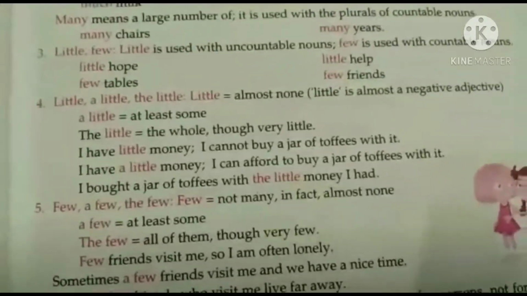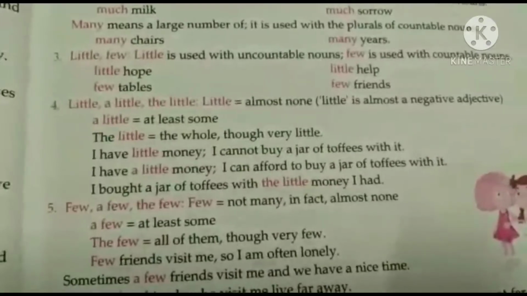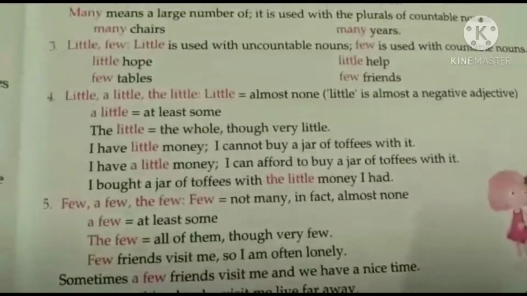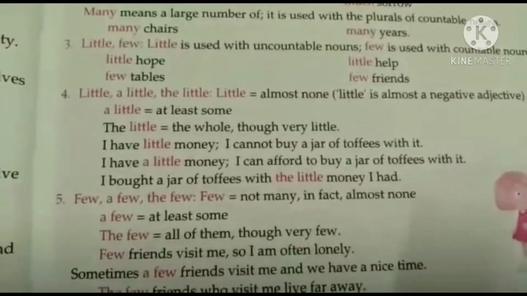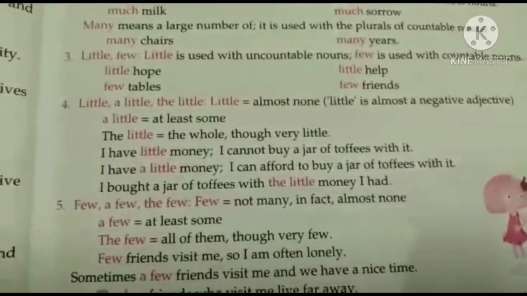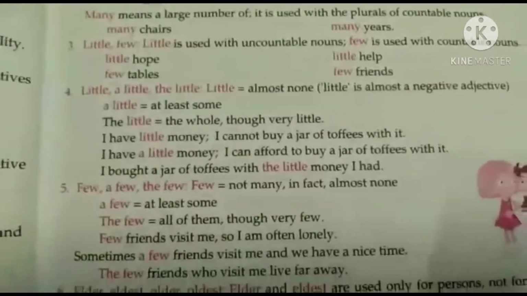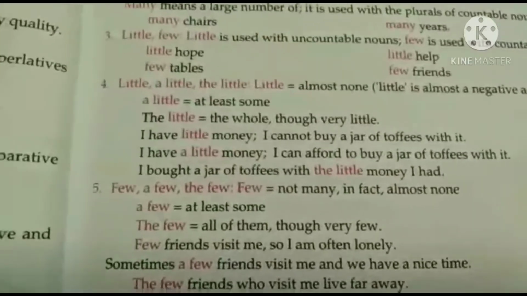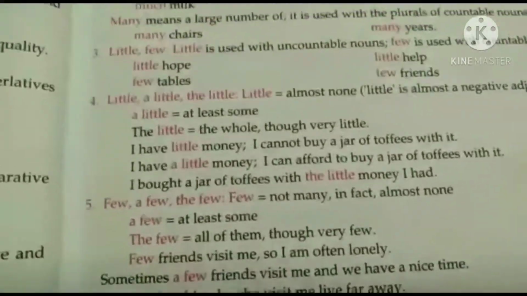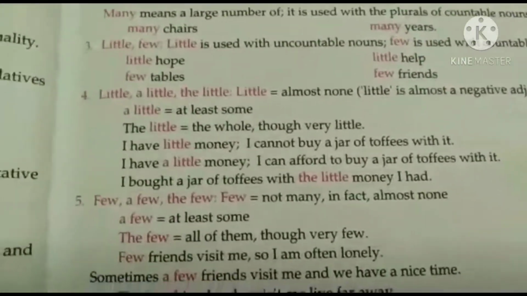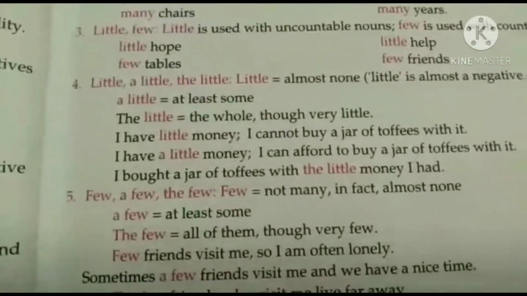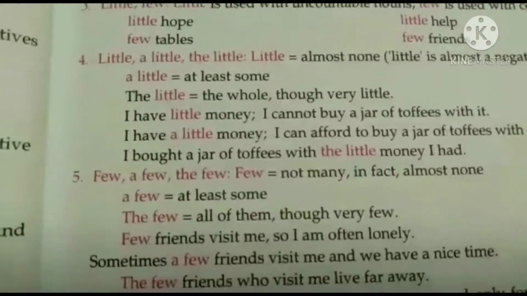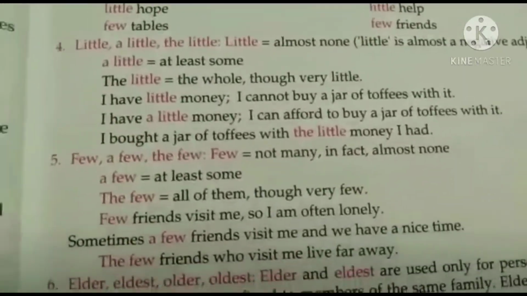I have little money. I cannot buy a jar of toffees with it. Means I have money, but very less money. And I have a little money. I can afford to buy a jar of toffees with it. So a little means I have money, so I can buy it. I bought a jar of toffee with the little money I had. Means I bought a full jar because I used the entire money I had. That's why I bought it. So I hope you understand this.